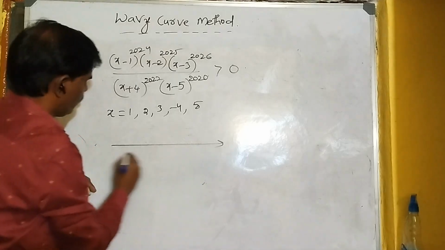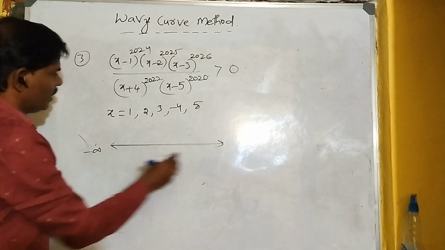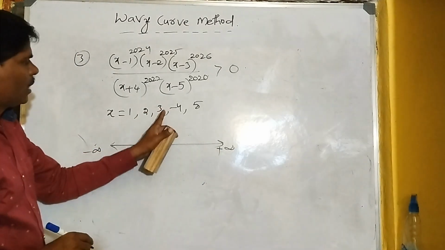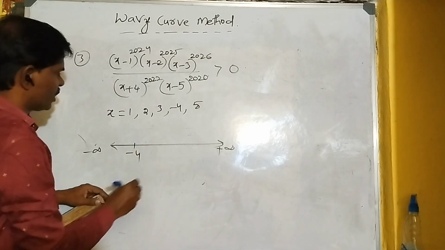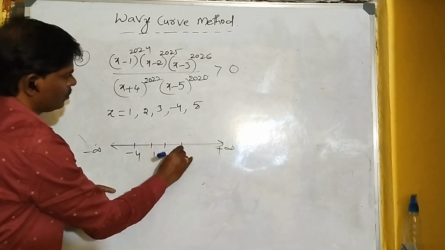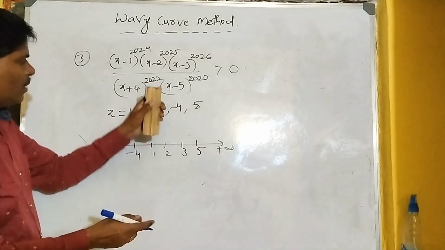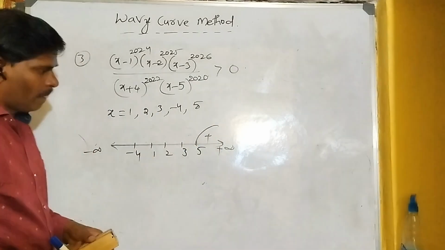Write the number line. This is minus infinity, this is plus infinity. 1, 2, 3, minus 4, 5. Here is the negative value minus 4, then 1, 2, 3, and 5.